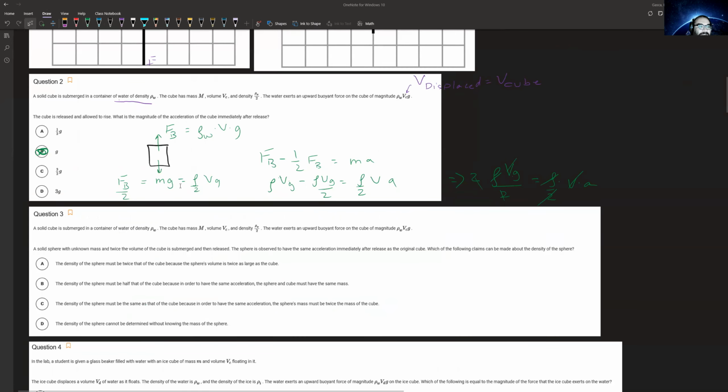Just kidding. Okay, so the acceleration is equal to g. All righty, so a equals g. My 2's canceled out. I don't know why I was thinking it was half.